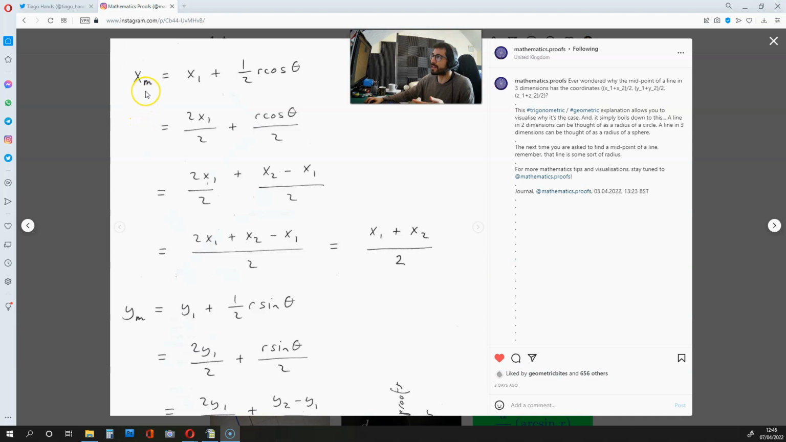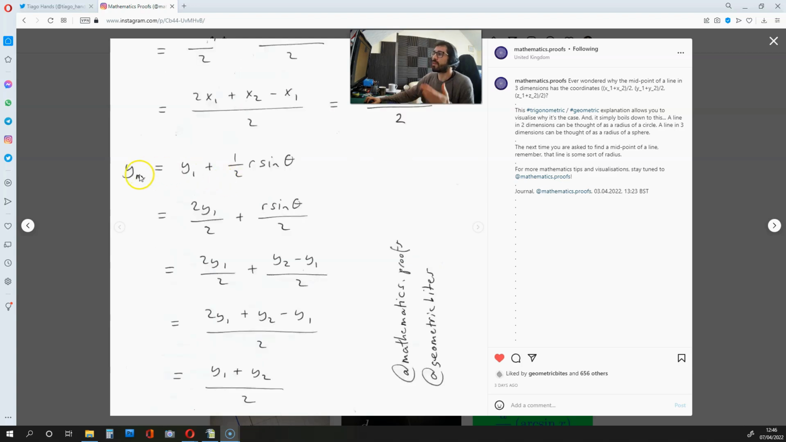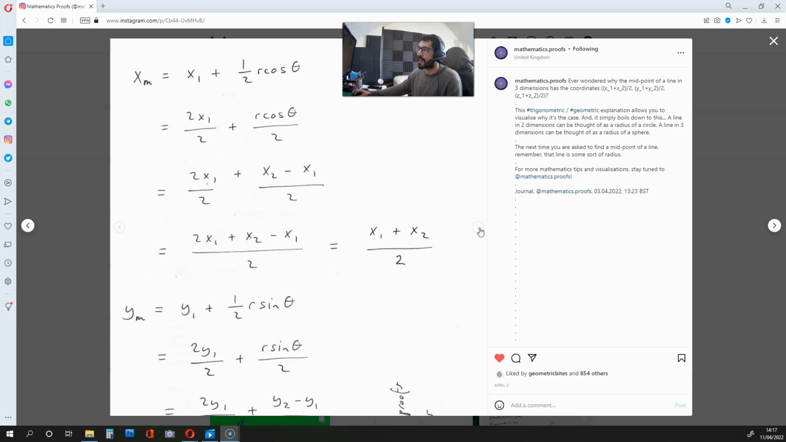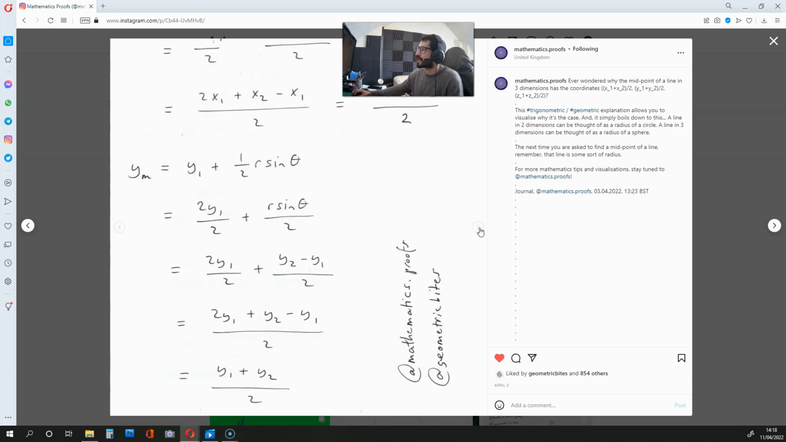Now, for this midpoint, the coordinate x is x1 plus half times r cos theta. Because r cos theta is x2 minus x1, for this coordinate we get x1 plus x2 divided by 2. For the y-coordinate of this midpoint, we have y1 plus half times r sine theta. Now, because r sine theta is y2 minus y1, for this y-coordinate, we get y1 plus y2 divided by 2. If you want to check these equations, feel free to go back and pause this video.